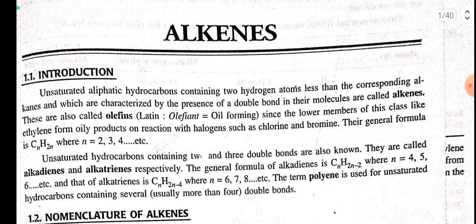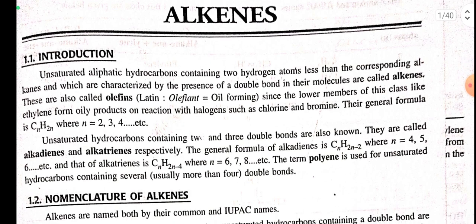Today I am going to prepare a video on the chapter of organic chemistry, that is alkenes, for visually impaired students. So let's start. Introduction. Unsaturated aliphatic hydrocarbons containing two hydrogen atoms less than the corresponding alkanes and which are characterized by the presence of a double bond in their molecule are called alkenes.